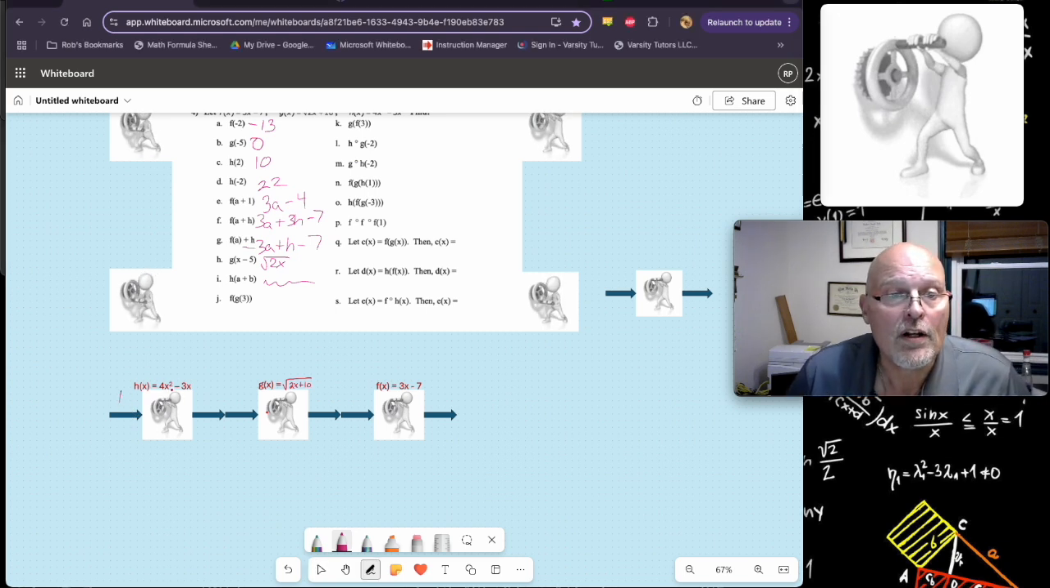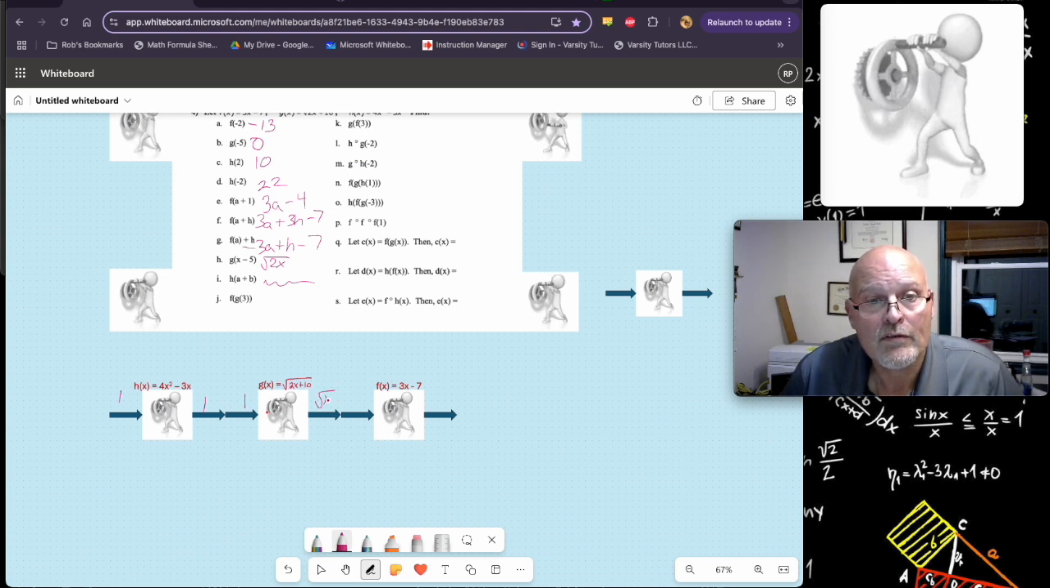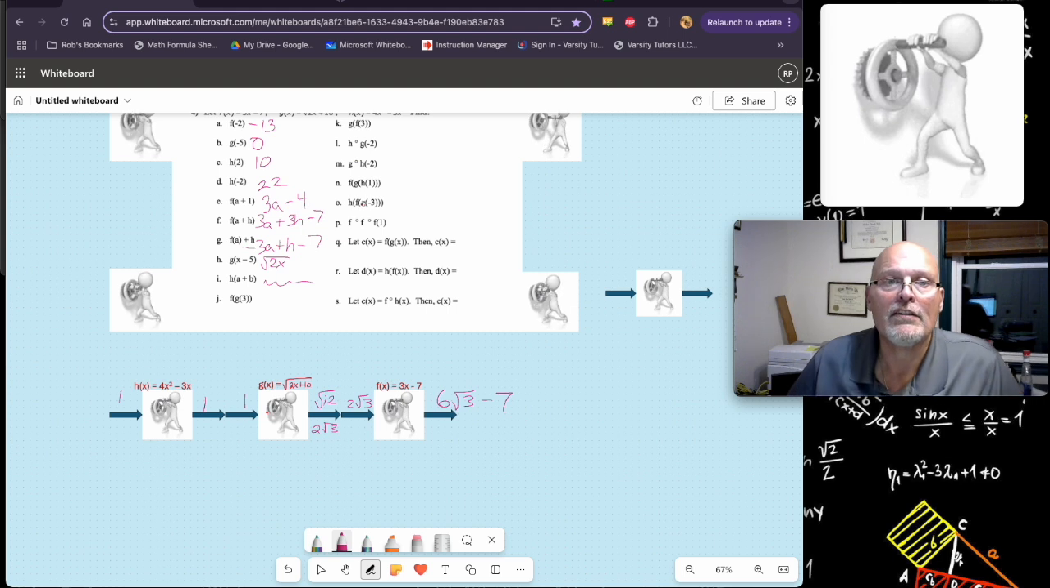4 times 1 minus 3 is 1. So now the output and the input are the same, but that's my input to g. 2 plus 10, this is the square root of 12. And I'm going to call that 2 times the square root of 3, because I can, which makes 2 times the square root of 3 my input to f, and I have 6 times the square root of 3 minus 7 as the answer to f of g of h of 1.